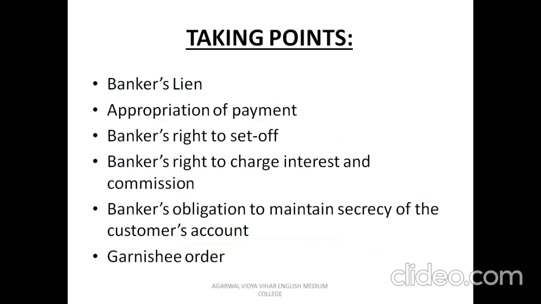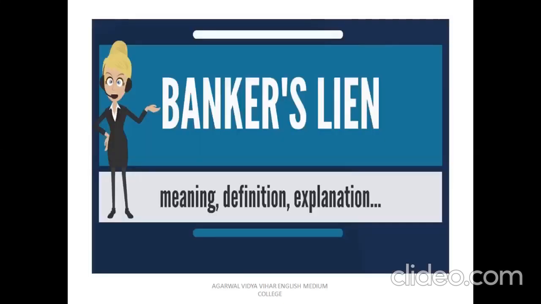We have to learn about the banker's right of lien, then the appropriation of payment, then the banker's right to set off, if you as a customer have more than one account. Then the banker's right to charge interest and commission on different types of duties or functions performed by the bank. Then the banker's obligation to maintain the secrecy of the customer's account. And lastly, the garnishee order, which is an order of the court on the account of the customer. We started with the topic banker's lien.